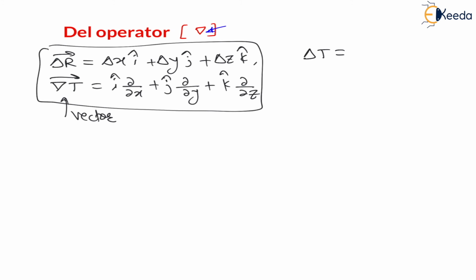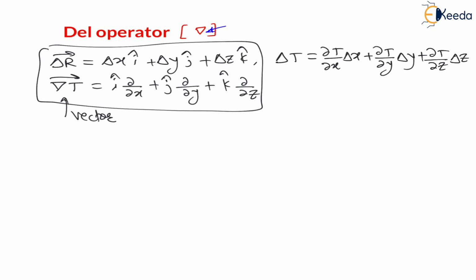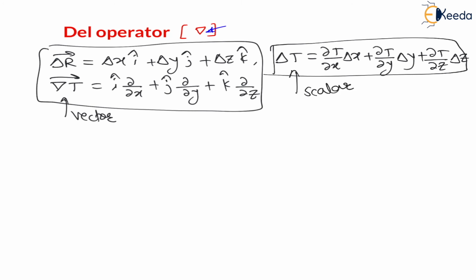And change in temperature is a scalar quantity, which can be written as, just now we have seen, change in temperature with respect to x into del x plus change in temperature with respect to y into del y plus change in temperature with respect to z into del z. Right, just now we have seen, and this temperature change is a scalar quantity. Here triangle is used, here del operator is used.